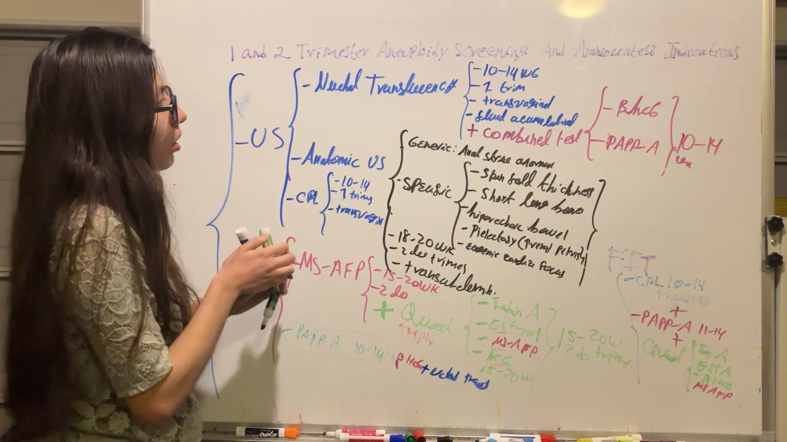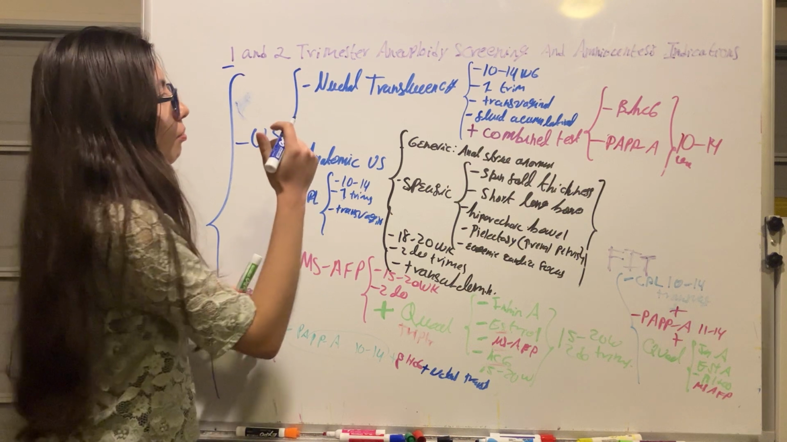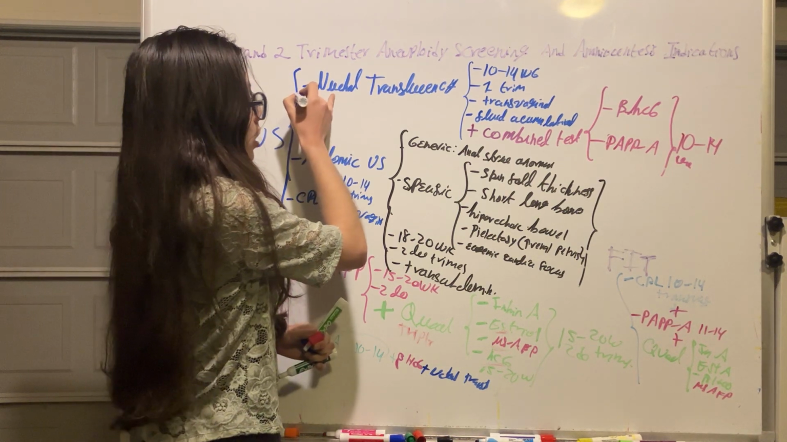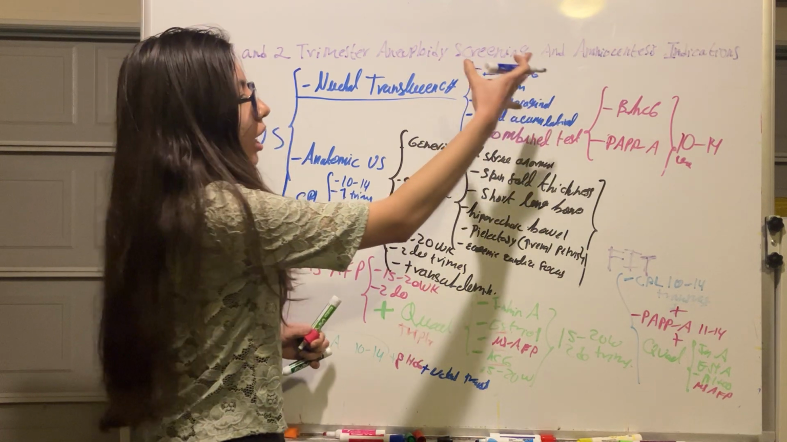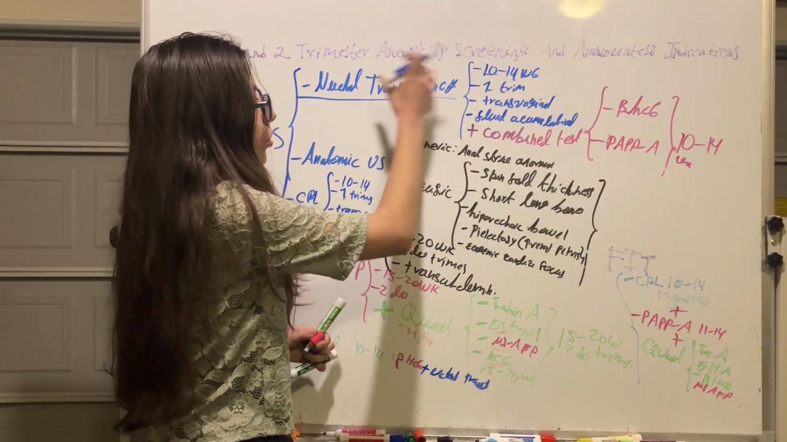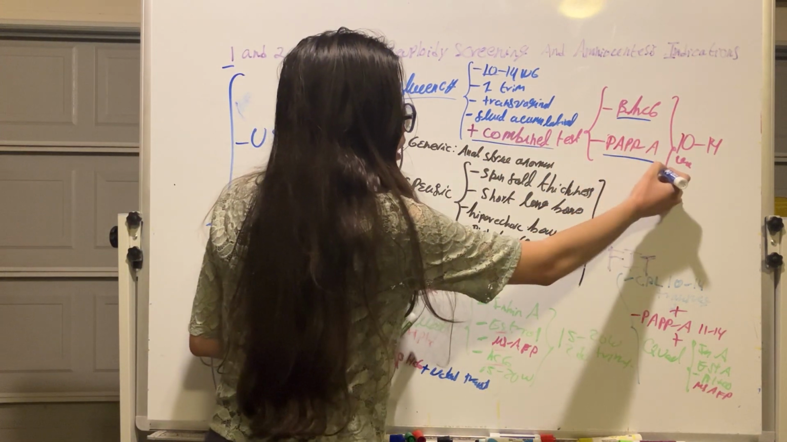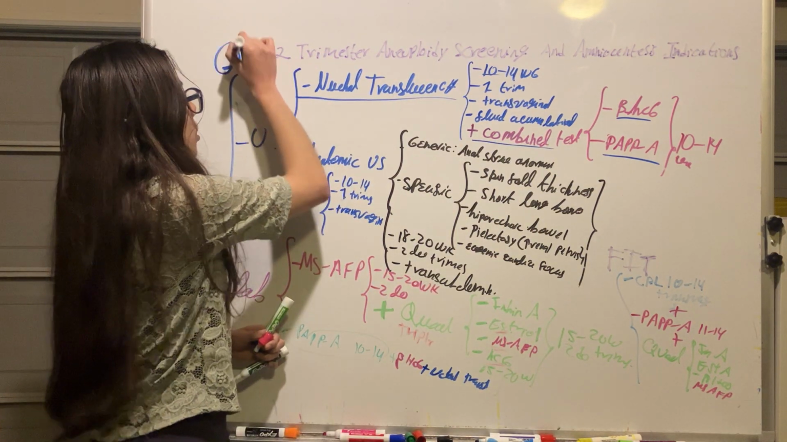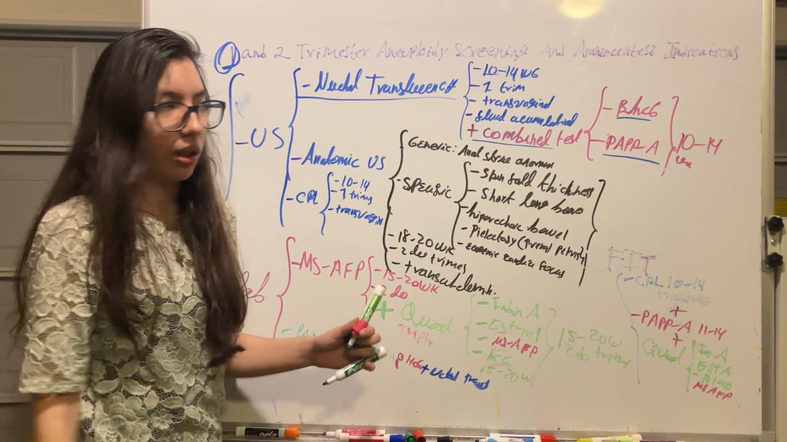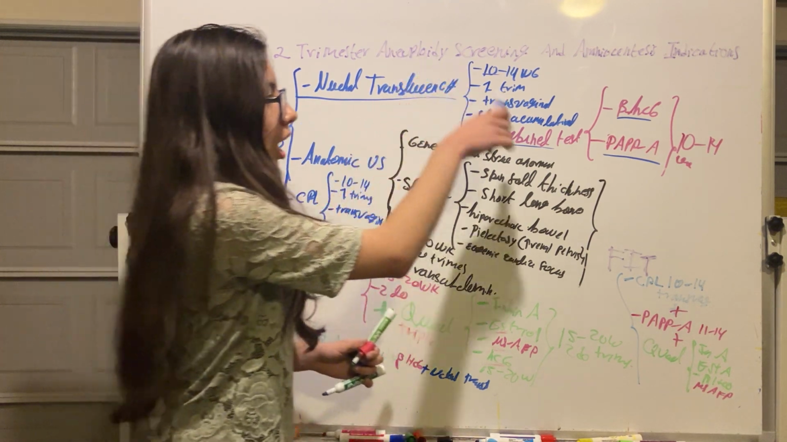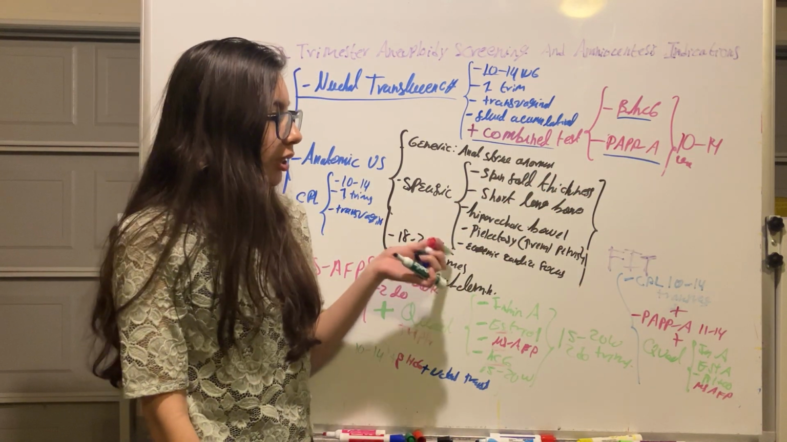First trimester aneuploidy screen test. First trimester is measuring nuchal translucency, which is between 10 to 14 weeks gestation, and the combined test is nuchal translucency plus beta HCG and pregnancy associated plasma protein A. So this is the aneuploidy screen test during the first trimester.